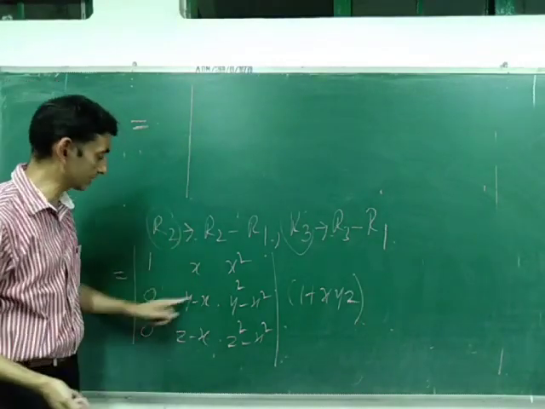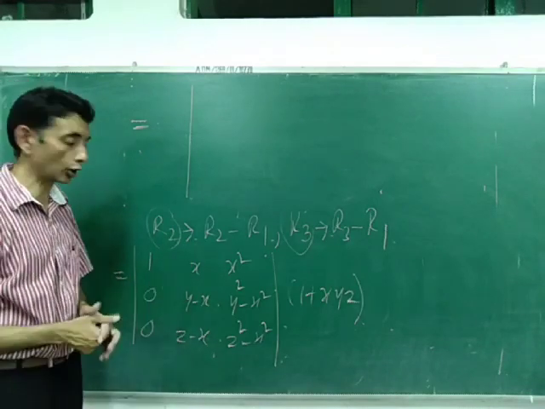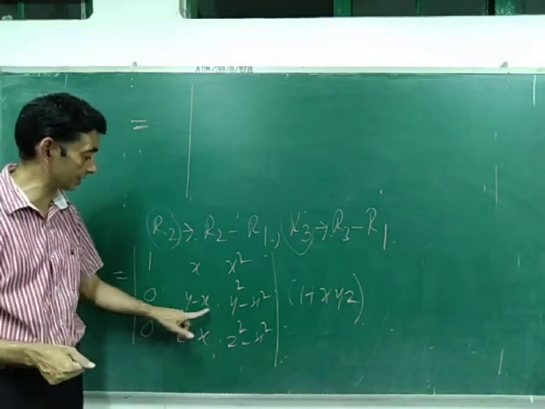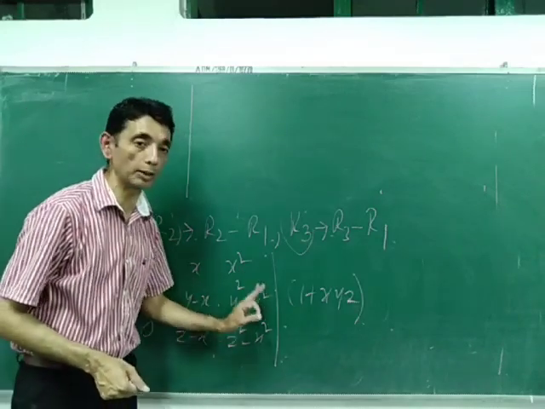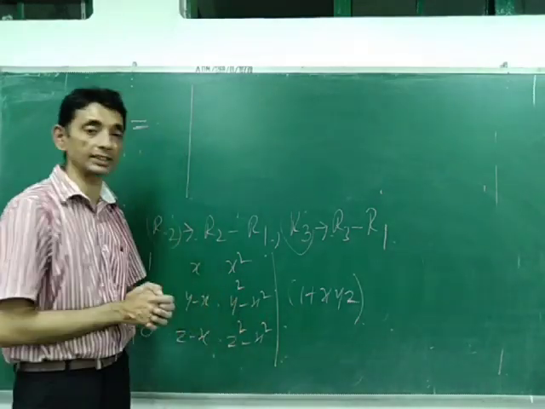Have you seen this? The second row. Observe the second row. What is the common factor in the second row? y minus x is there. What is the factorization of y squared minus x squared? y plus x, y minus x. That means y minus x is common here in the second row.